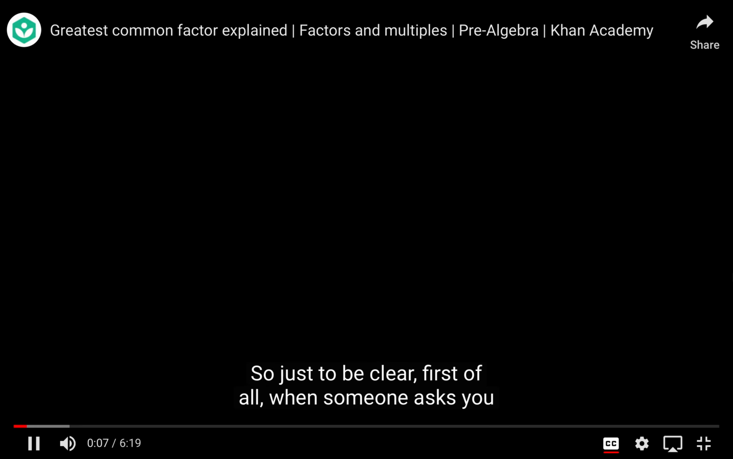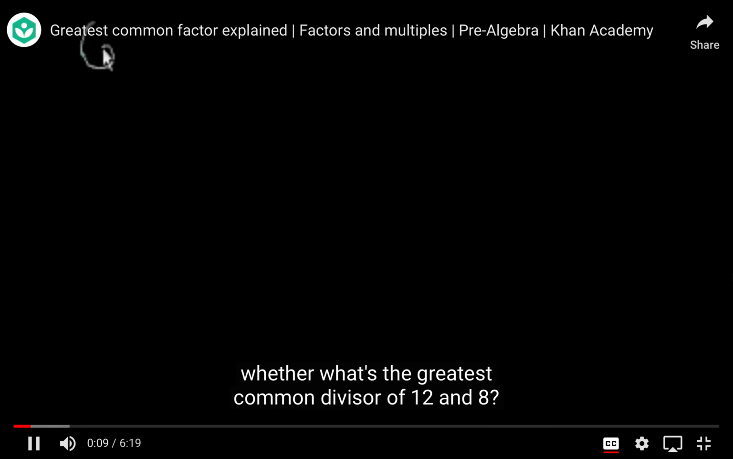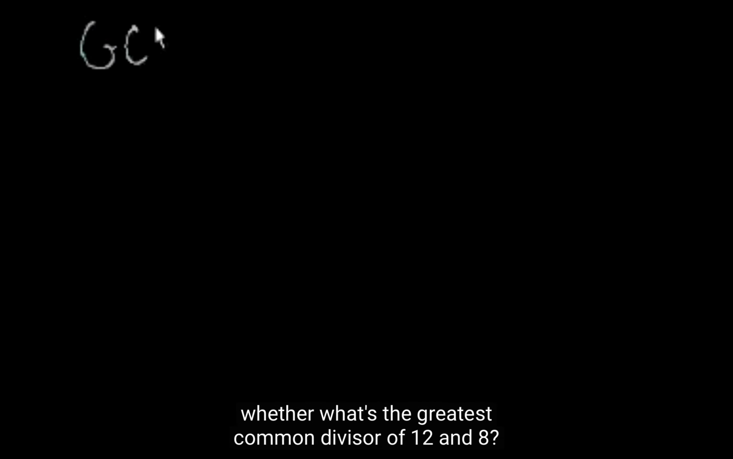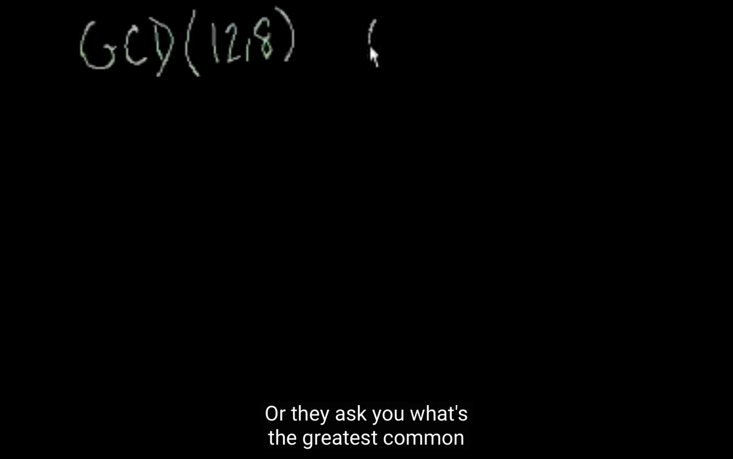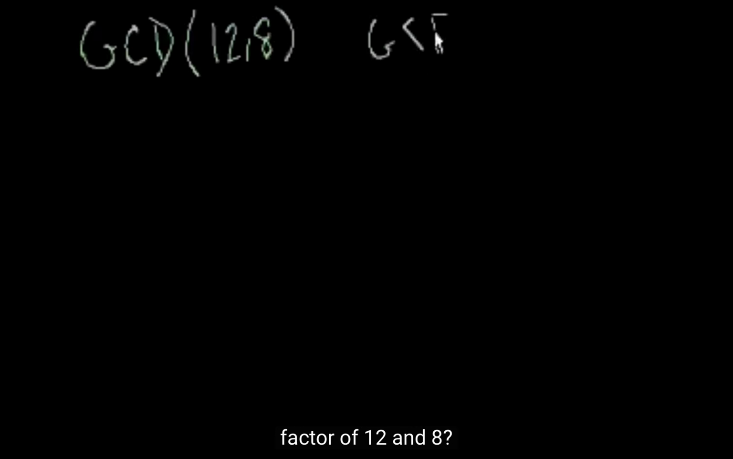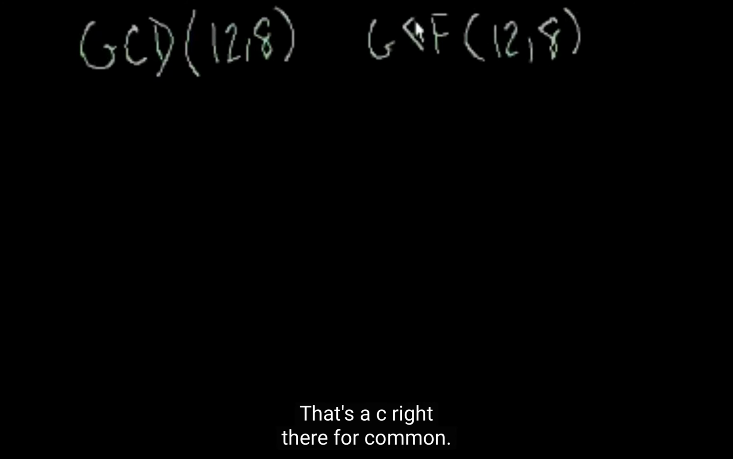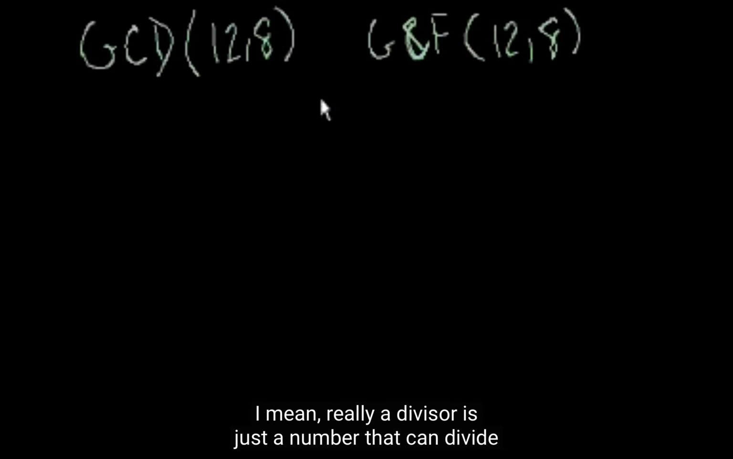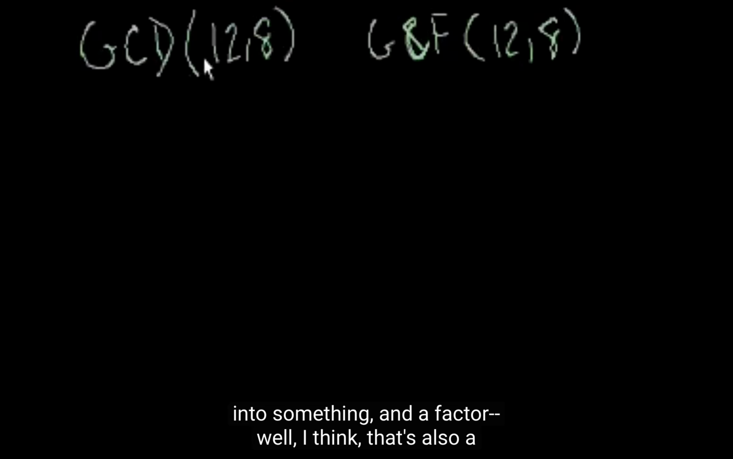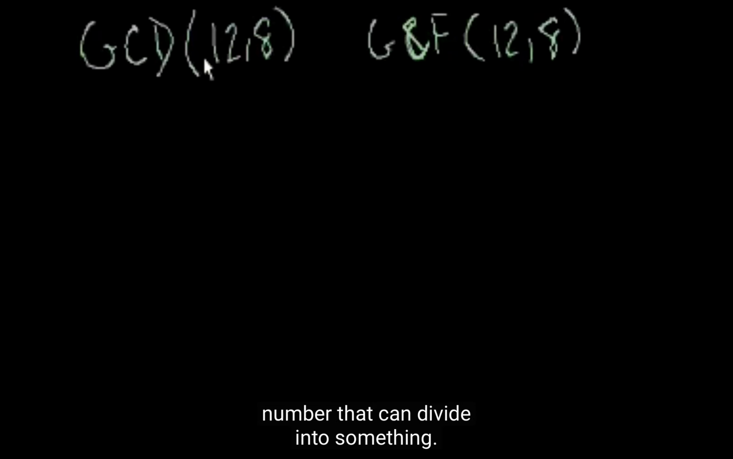So just to be clear, first of all, when someone asks you what's the greatest common divisor of 12 and 8, or they ask you what's the greatest common factor of 12 and 8, that's a C back there for common. I don't know why it came out like that. They're asking you the same thing. I mean, really, a divisor is just a number that can divide into something, and a factor, well, I think that's also a number that can divide into something. So a divisor and a factor are kind of the same thing.